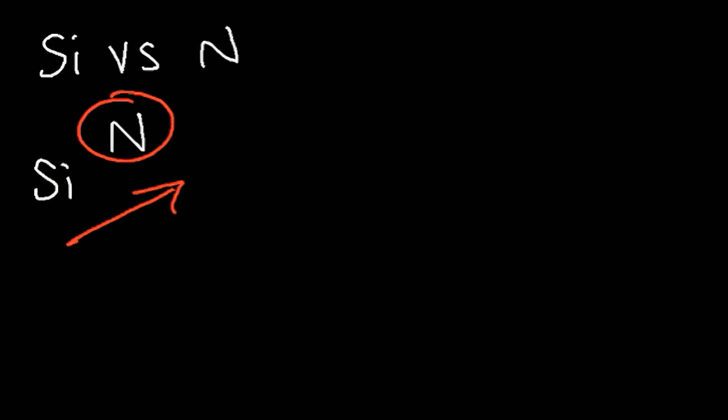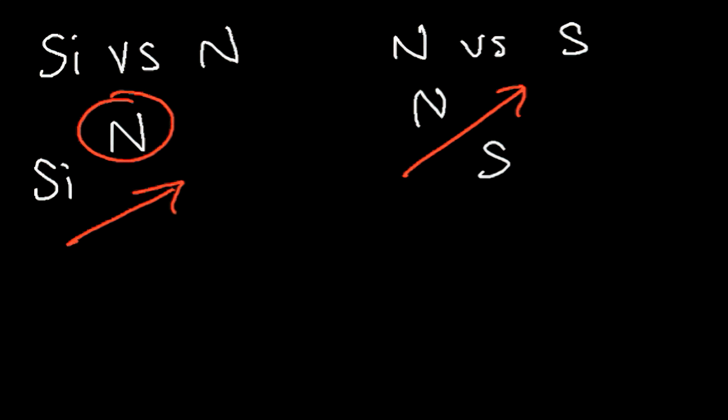Now, what about nitrogen versus sulfur? If you place them in their respective positions, nitrogen is in group 5A in the second row, sulfur is in group 6A but in the third row. But electronegativity increases this way. So which one is more electronegative? So as you travel up, electronegativity increases, but as you travel to the right, it decreases.